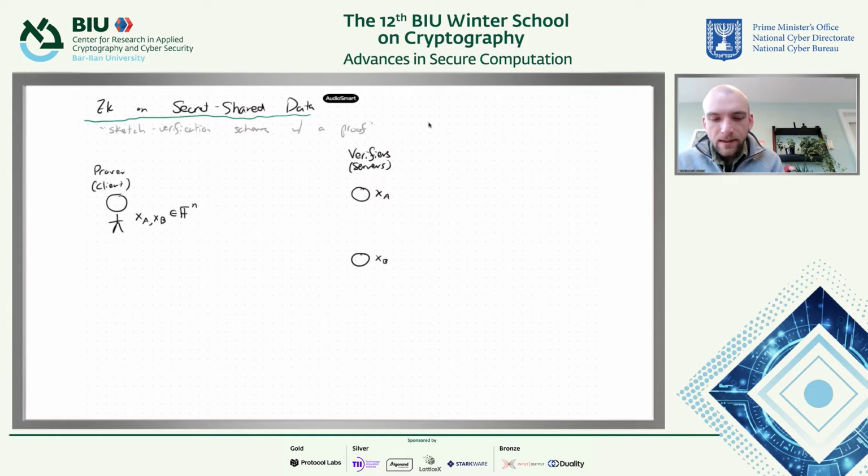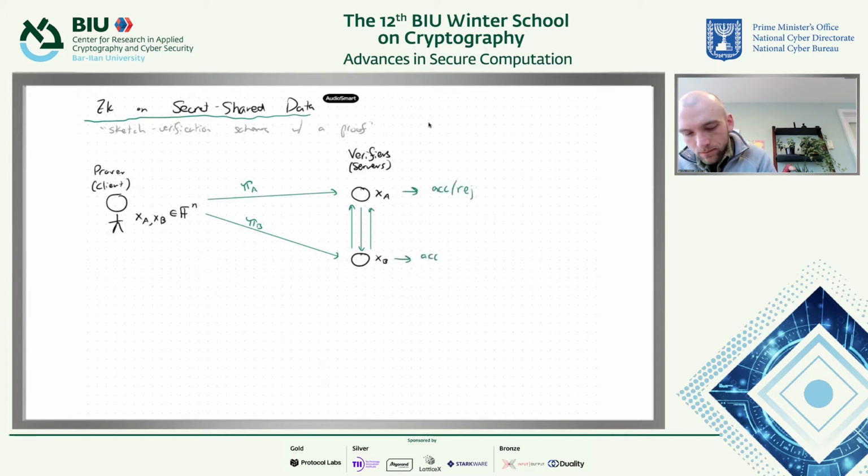But the difference in syntax here is that now the client is actually going to send, in addition to its input, some kind of a proof to the verifiers. And the proof is also going to be a vector of field elements, so call it pi A and pi B. And then the verifiers will chat amongst themselves, have some communication, and then either accept or reject the proof.